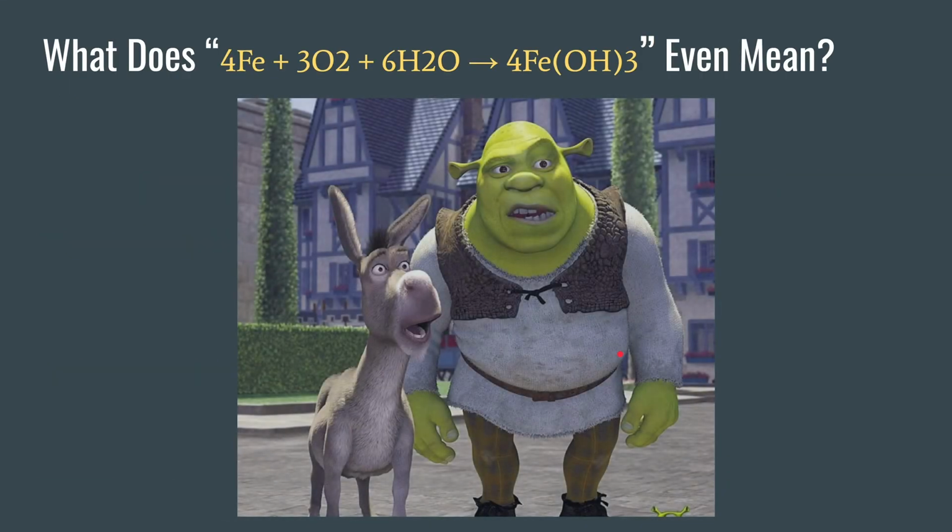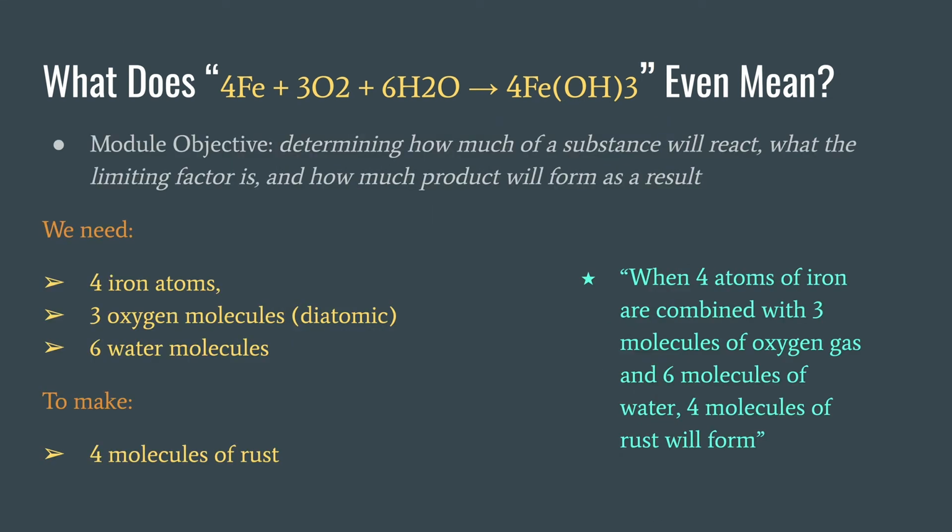But what does this chemical equation actually mean? That's a great question. What this is saying, we can look at the coefficients first, is we need 4 iron atoms, 3 oxygen molecules, which we know oxygen is diatomic because it exists in pairs when it is in gaseous form, and 6 water molecules to form 4 molecules of rust.